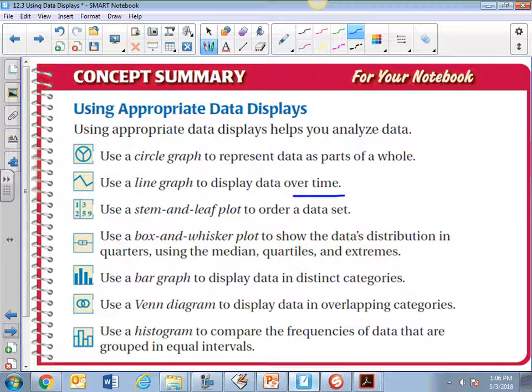A bar graph is used to display data in distinct categories. Let's talk about volcanoes again. If you want to know the number of volcanoes per country, you can list the country on the bottom and the number of volcanoes on the side. That's a pretty good way to distinguish each country and the number of volcanoes they have.